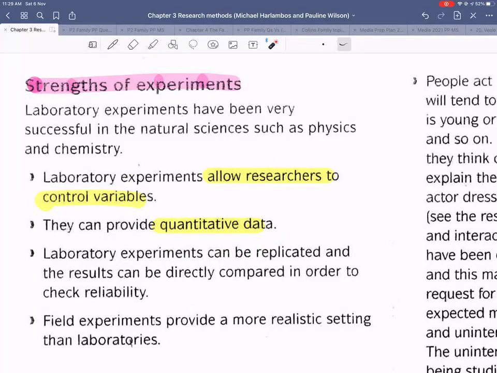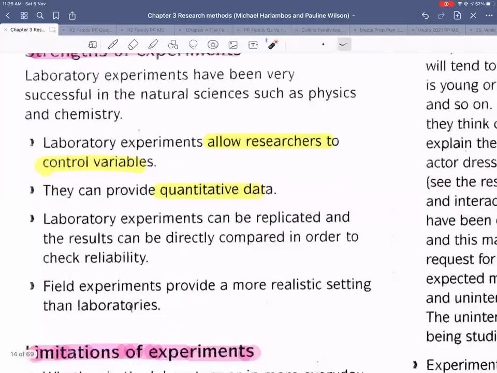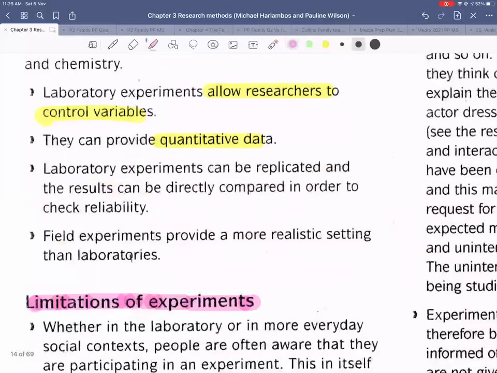Number 3, laboratory experiments can be replicated, right? Because remember, they're controlled. If they're controlled, you could keep the procedure standardized. If you're keeping the procedure standardized, you can replicate it, or you can repeat it in exactly the same way. And the more chances of replication, the more chances your reliability will increase. Replication is when you are conducting a research in exactly the same way again. And reliability is when you're conducting the research in exactly the same way again and you come up with the same conclusion, right?